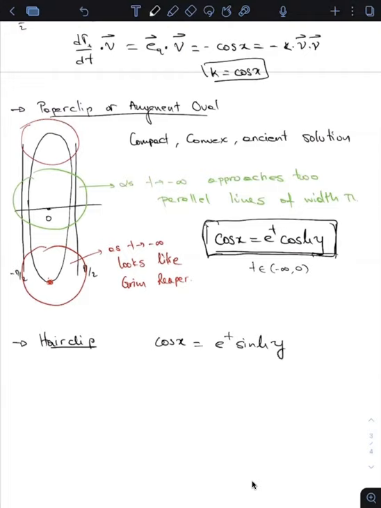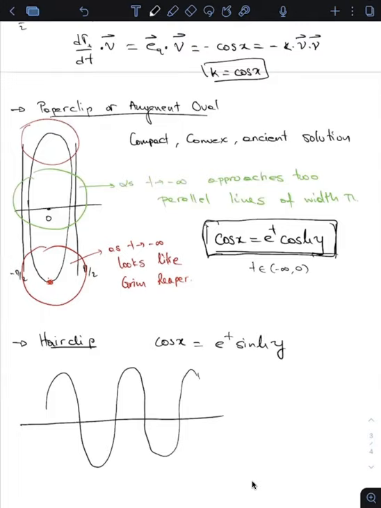And now by doing this change, this makes sense for all x, and the solution looks like this. Okay, and it continues. So this solution looks like a bunch of grim reapers that come from above and a bunch of grim reapers that come from below. This solution exists for all times, and therefore when we have this property, it is called an eternal solution.